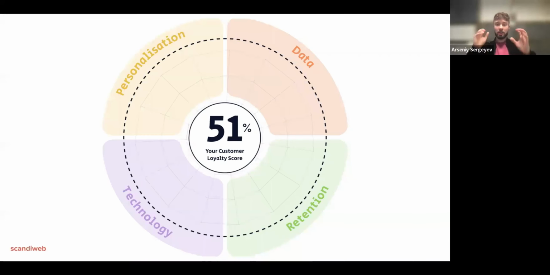Basically, the comprehensive framework we have is an assessment of where the loyalty program is right now and what the gaps are. Our framework has four areas: where we are with personalization, where we are with the data, where we are with user retention, and where we are with the technology to provide the offering of the loyalty program. The program gets evaluated and gets a customer loyalty score, and then the gaps are evaluated to get a higher score, and the work is done.